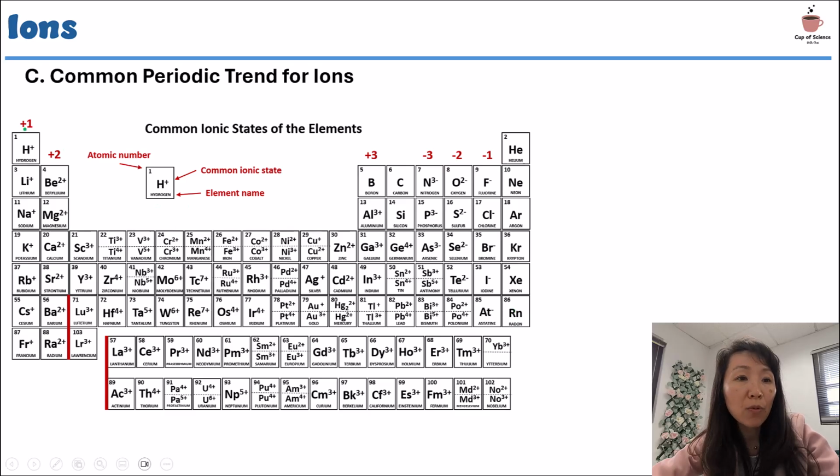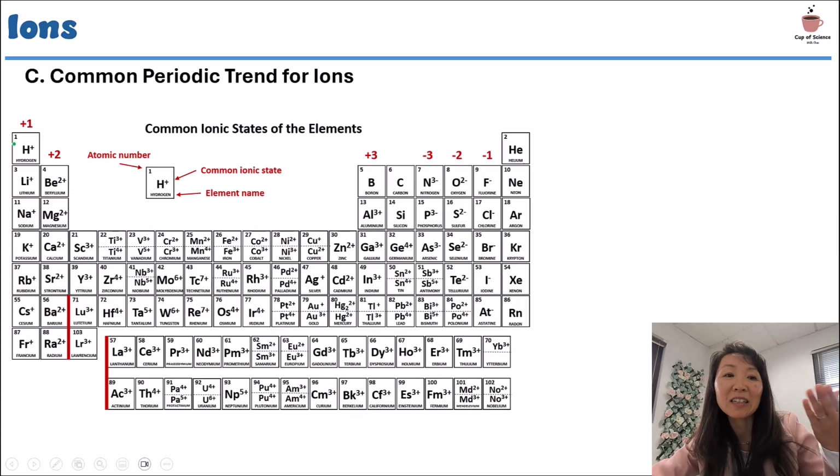But row 1A has a positive 1 charge, meaning that's their tendency. They don't like to exist as just lithium, Li, but as lithium plus. Magnesium likes to exist as +2, so this row is assigned +2. Then +3, skip, -3, -2, -1. But not everything in that row is assigned that charge.